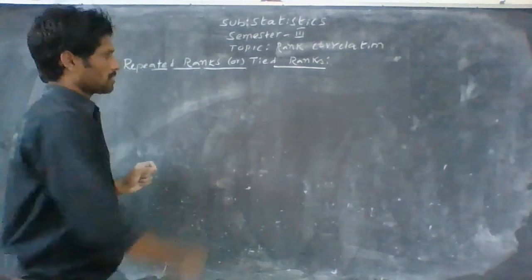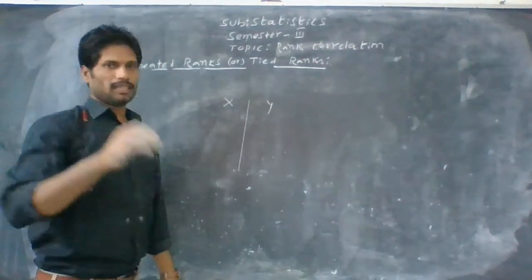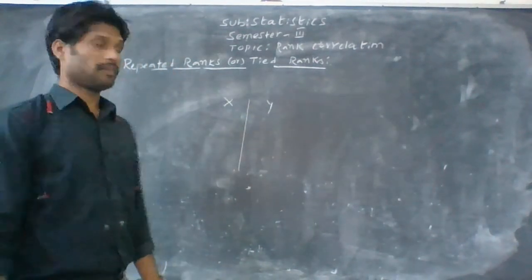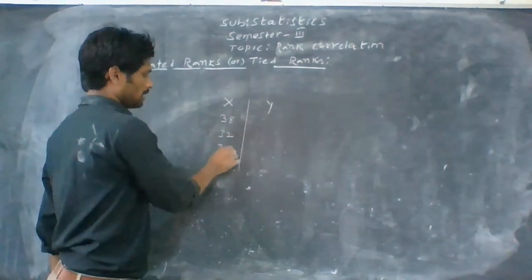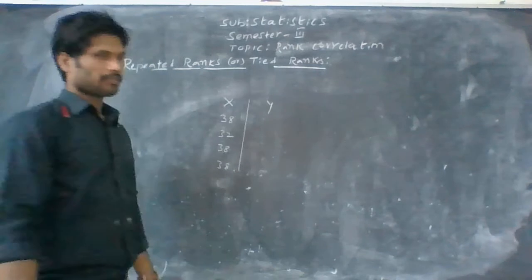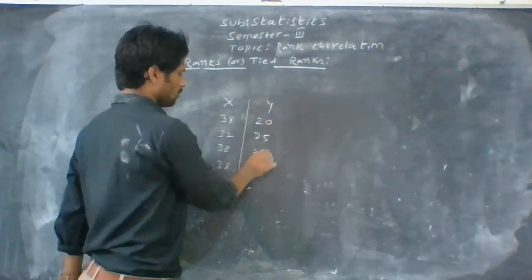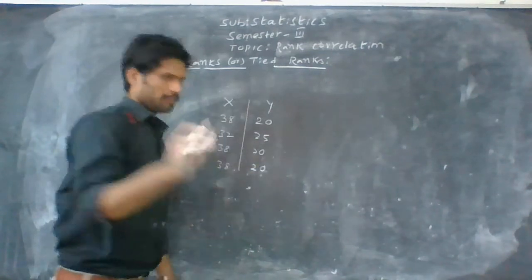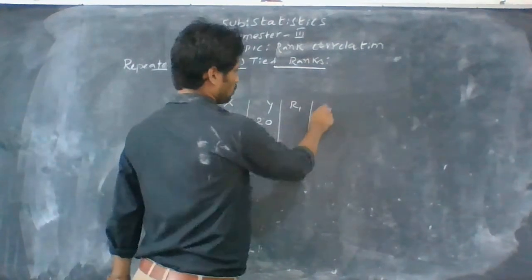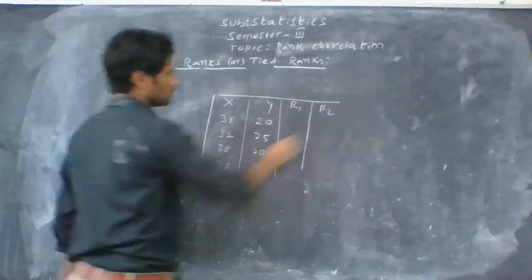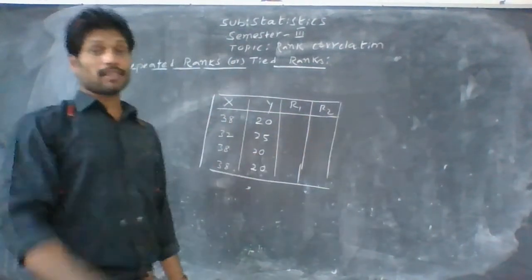Repeated ranks means in X series or Y series the number is repeated twice or thrice. For example, in X series: 38, 32, 38, 38. In Y series: 20, 25, 20, and again 20. For example, the ranks R1 and R2. Repeated ranks means the number is repeated twice or thrice.